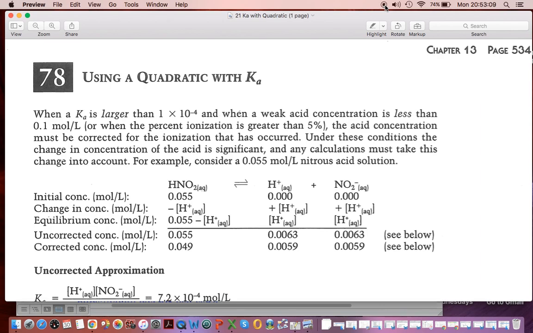I'm simply having this in your notes as a tool to see when does it matter when we have this H plus from the dissociation of water itself.